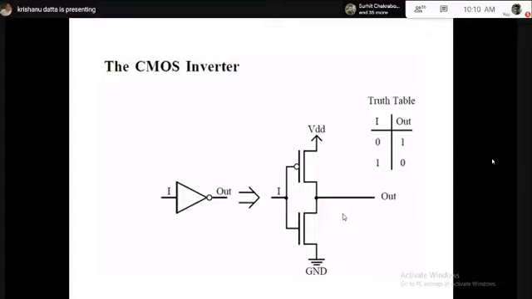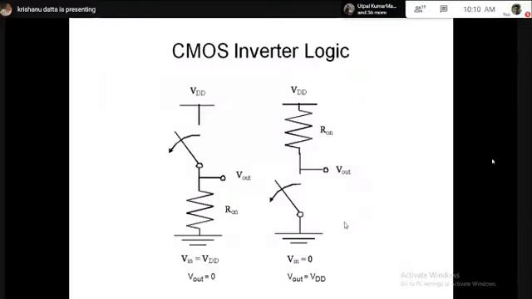So where we ended in the last class was basically the CMOS inverter, and we discussed the logic of it and how the Boolean truth table is satisfied by this CMOS inverter. So, till this point we were there.